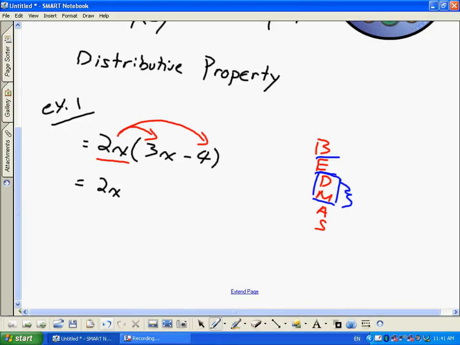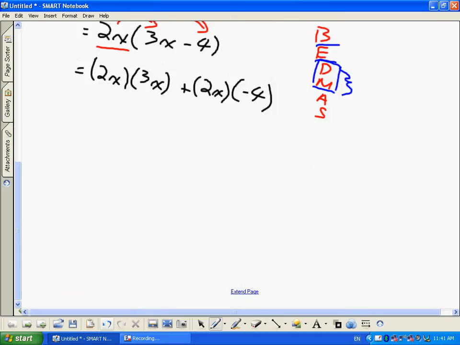We have 2x times 3x plus we have 2x times negative 4. Many of you will be able to do this right in your head. So the step I'm putting out right now, not necessary if you can skip it, but it'll help you organize, okay? Now remember, this is a recap of something you guys learned in grade 9.